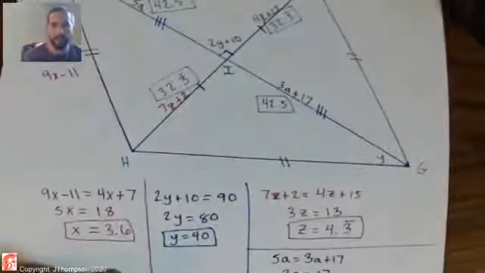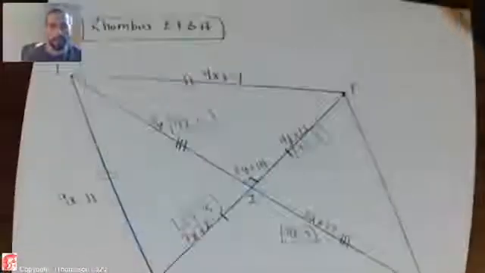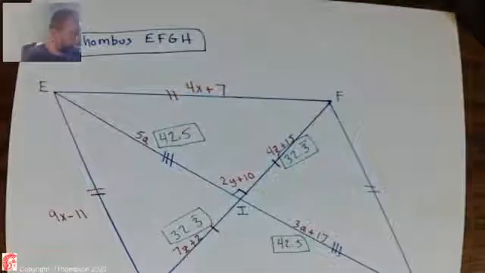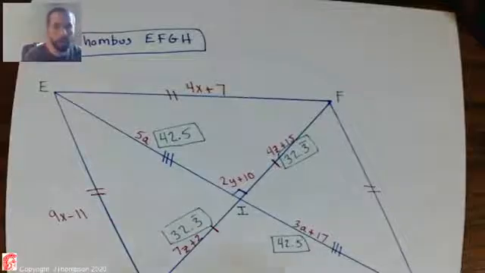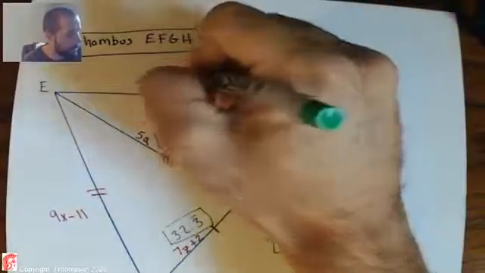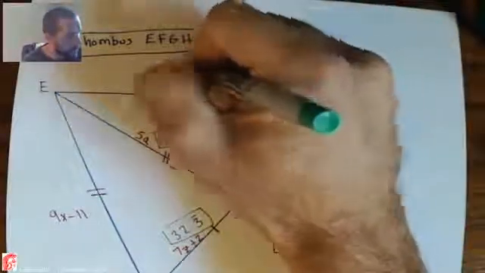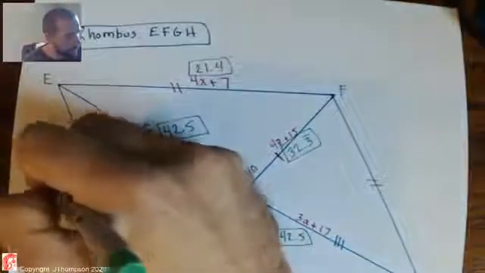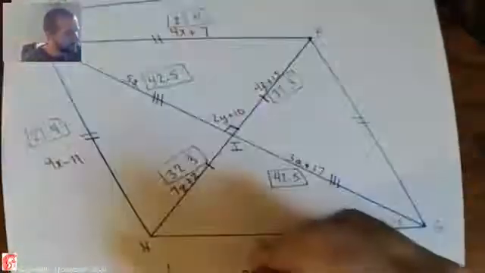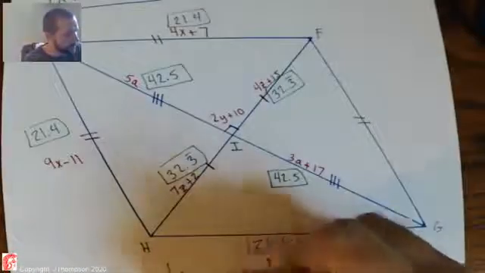Let's take our value of x. x was 3.6. So I'm going to pick, how about this one? That looks easy. So 4 times 3.6, and then plus 7, you get 21.4, which means all four sides should be 21.4, even the ones that didn't have expressions.